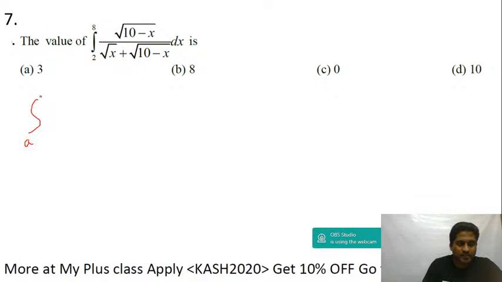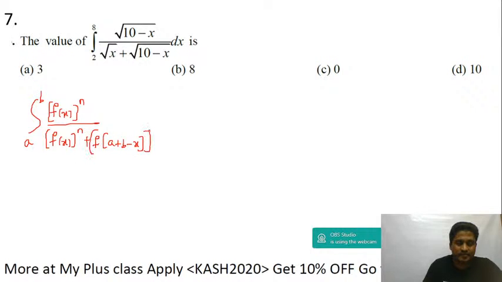Okay, now listen, there is even a result for this. The limit is a to b, f of x to the power of n divided by f of x to the power of n plus f of a plus b minus x whole power n. That is, lower limit plus upper limit minus x, whole power n. The answer will always be equal to b minus a by 2.